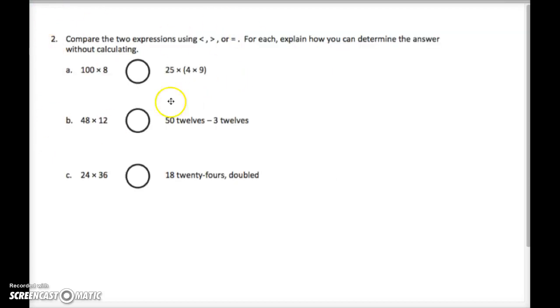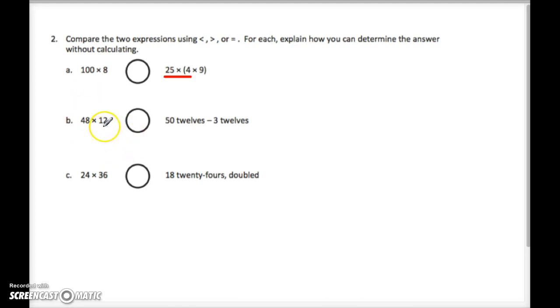Okay, so coming back to here, I'm going to think about the amounts here, and I'm going to decide which one is bigger, and then I have to explain how I figured that out without calculating. Now, I might do a little bit of calculating. For example, right here I could say, 25 times 4 is 100, and that's the same as 100 over here. I haven't calculated the whole problem, but that's going to let me know that, okay?